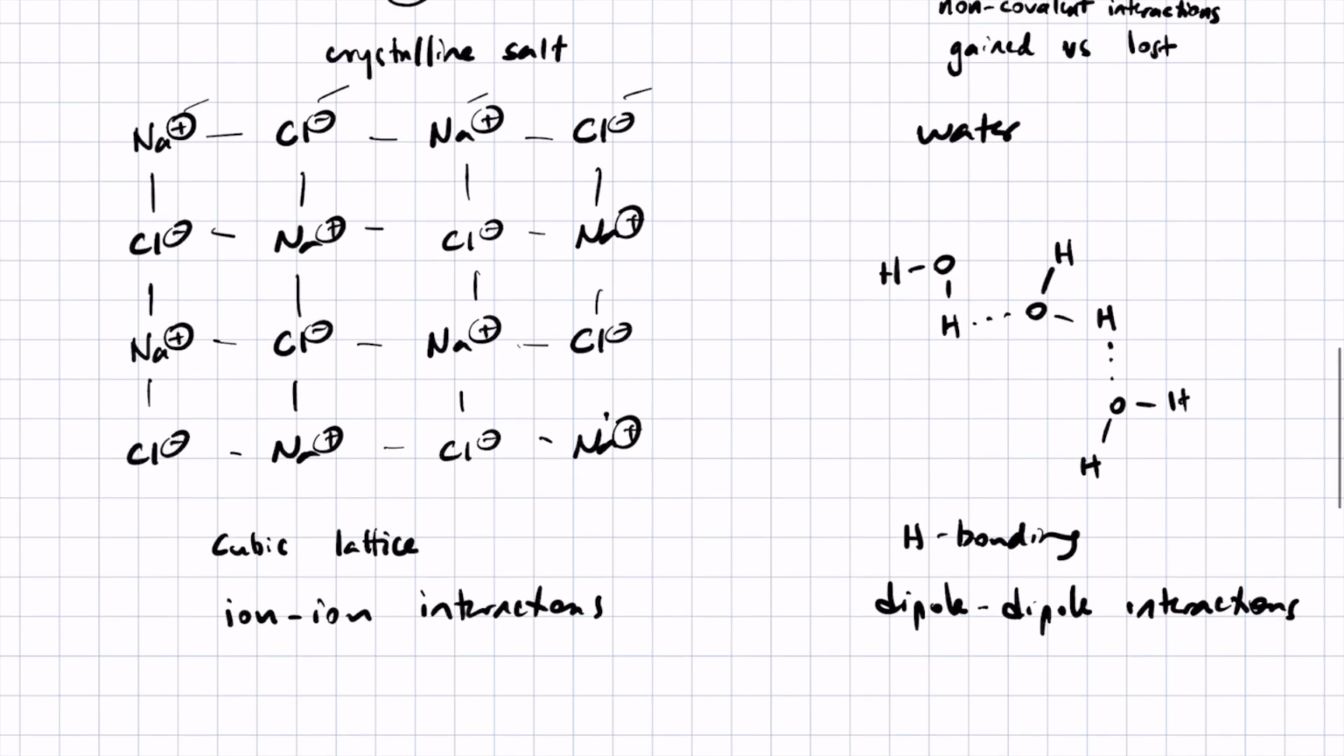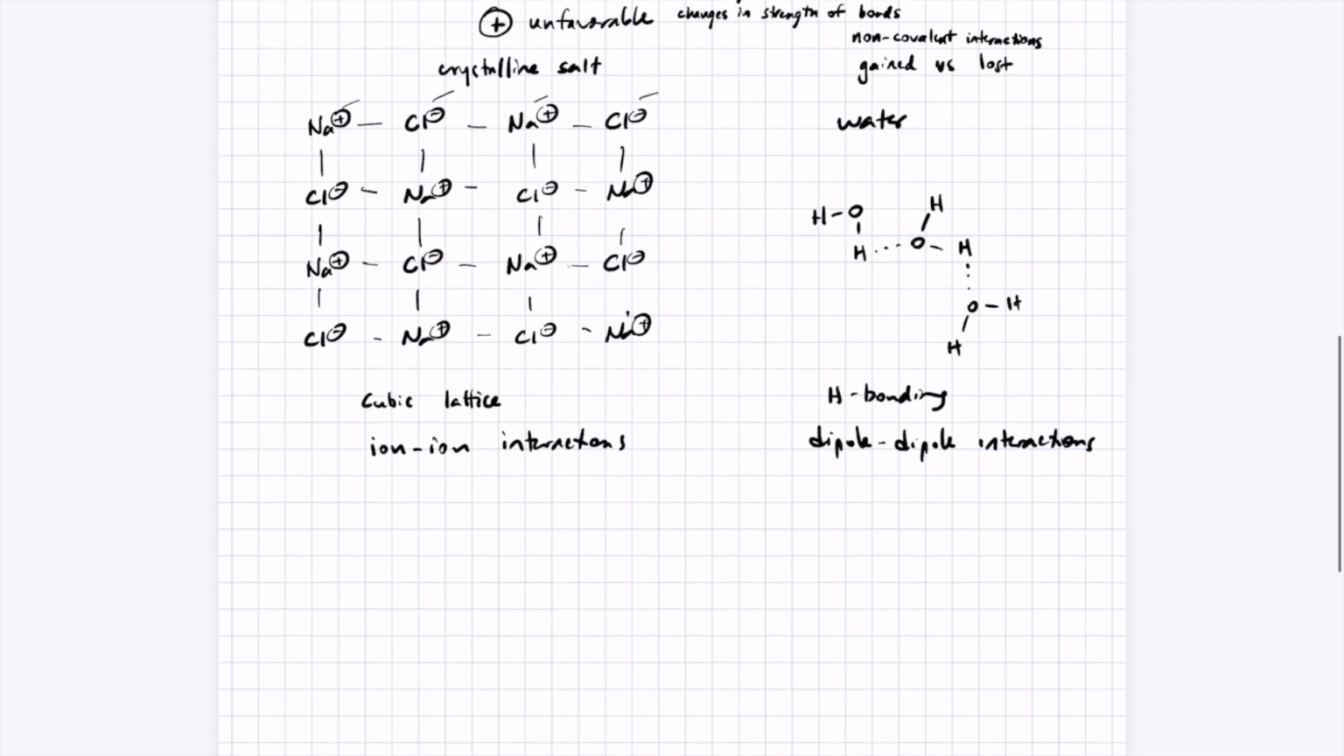How about disorder? What do you think about the crystalline lattice? Relatively ordered, right? If you know where one sodium ion is, you know where every other atom is in the structure. That's a lot of order. Water, considerably less ordered. It's a liquid. The water molecules can shift around each other without losing hydrogen bonds.